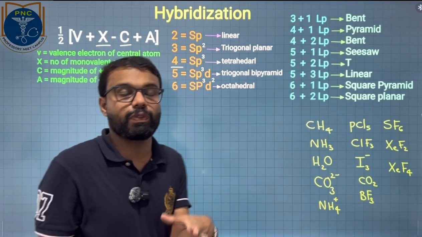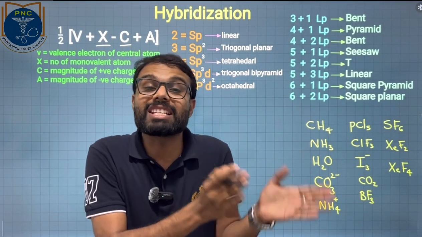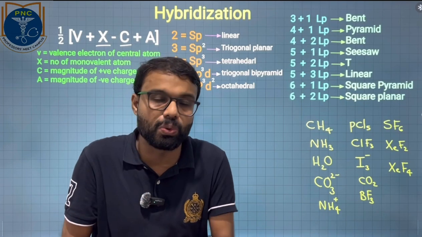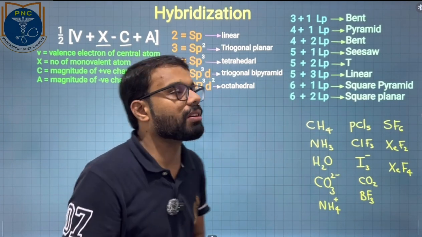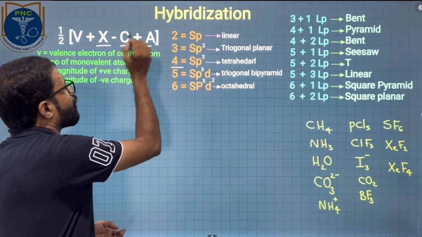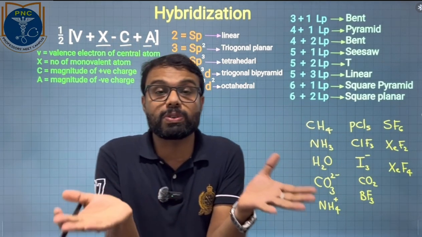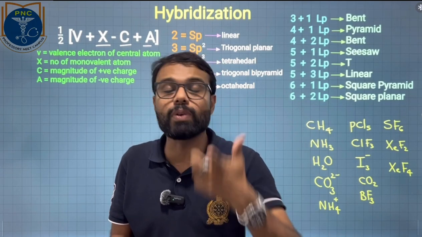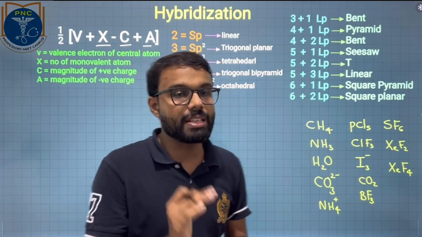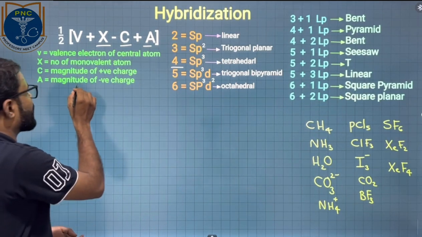And C is the magnitude of the positive charge. For example, if the species has the charge plus 2, you have to take only 2, no need of the plus. Similarly, A is the magnitude of the negative charge. For example, for CO3 2 minus, the charge is minus 2, but you have to take only 2. So that is A, the magnitude of the negative charge.